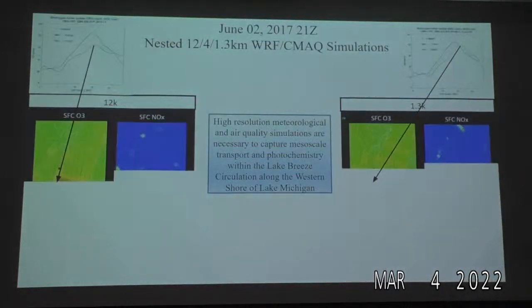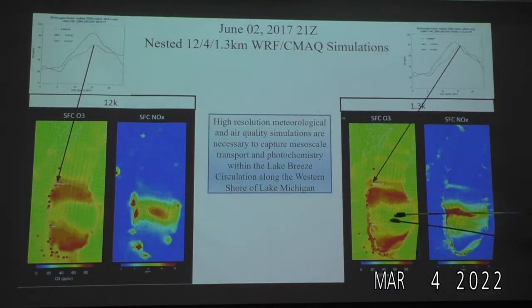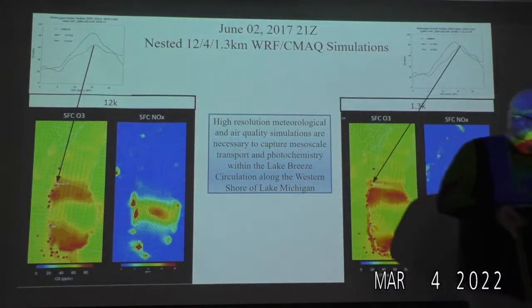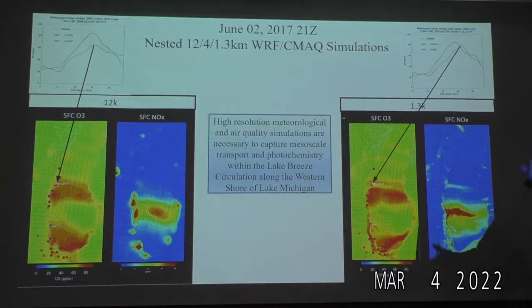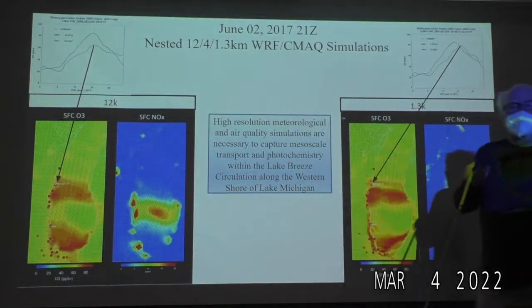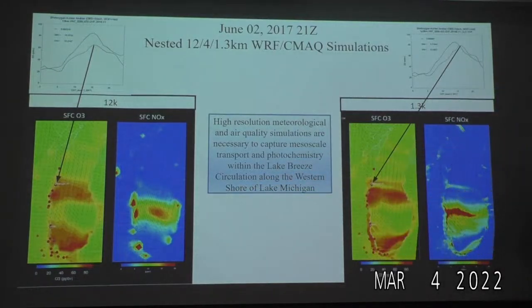Next slide. So this is just some results of this. Typically, when the EPA asks a state to do assessment modeling, they do this at 12 kilometers over the continental U.S. This does not allow you to resolve the kind of mesoscale structure that's driving ozone exceedances along the shore of Lake Michigan. And so we're doing very high resolution simulations at 1.3 kilometers that actually are able to capture the ozone and ozone production within that lake breeze front. So there's our high resolution depiction of the world from a modeling perspective. Next slide.